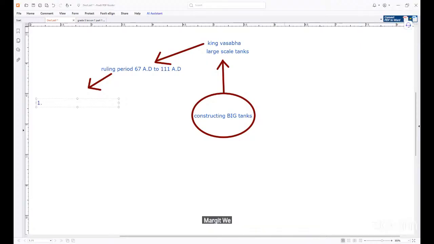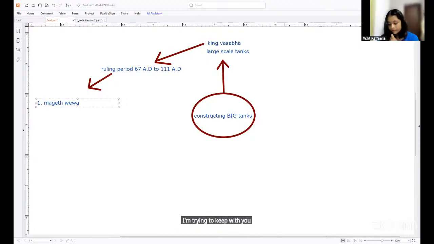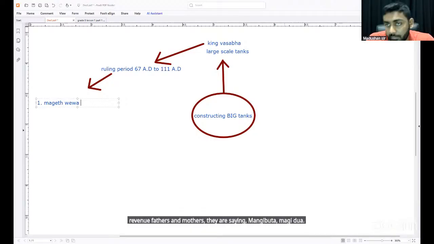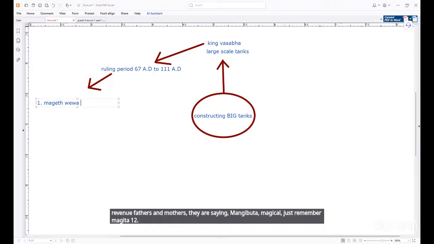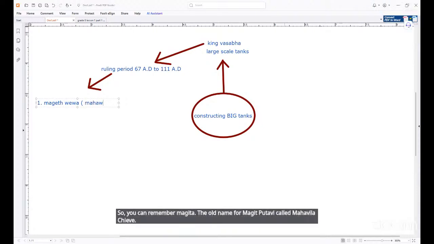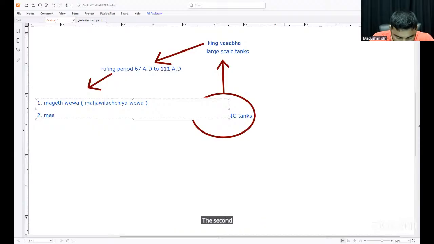One is called Magitwava. When your fathers and mothers say Magiputa, Magidua, just remember Magitwava. Most probably your parents may call you Magiputa, right? So you can remember Magitwava. The old name for Magitwava was Mahavilachchiya Weva. The second tank was called Manikwiti.